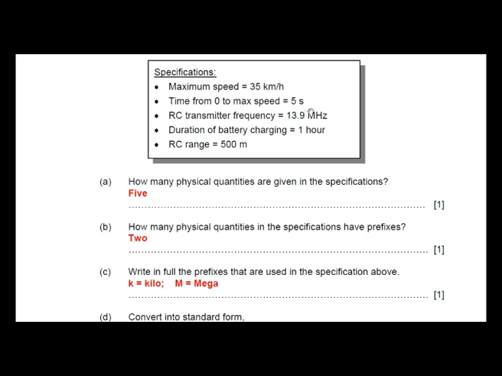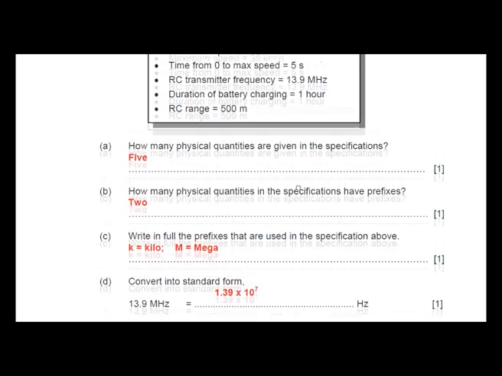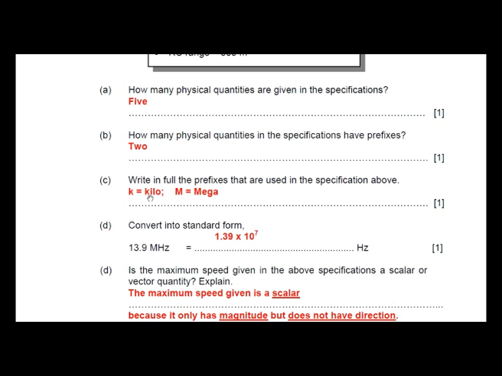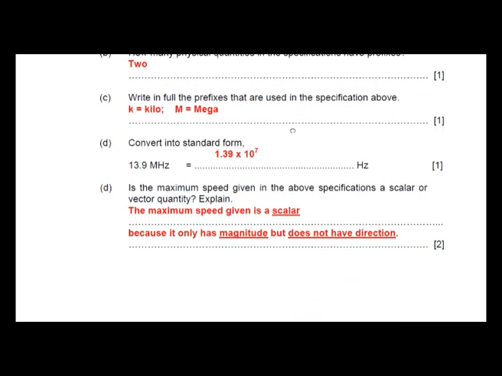So how many physical quantities have prefixes? We know that the first one is the mega, and the second one, of course, is the kilometer. So kilo and mega are prefixes. Kilo is 10 to the power 3, mega is 10 to the power 6. And convert into standard form, 13.9 megahertz.